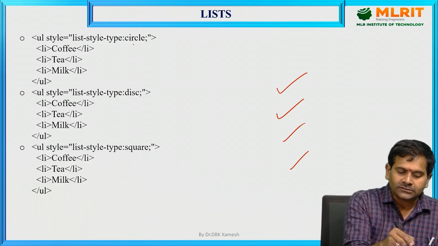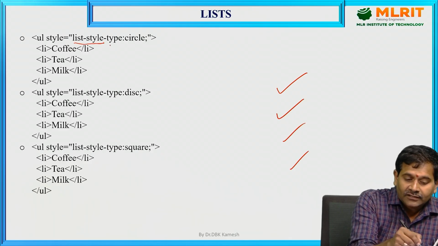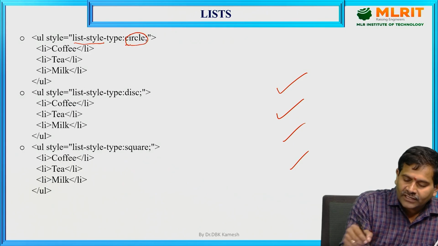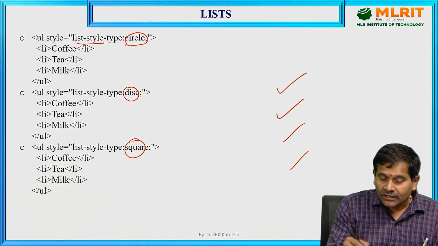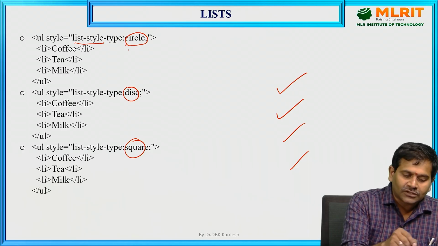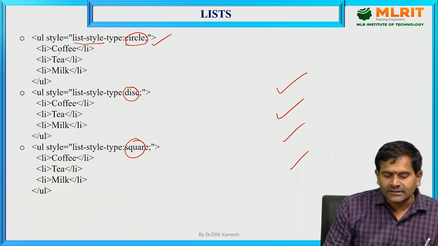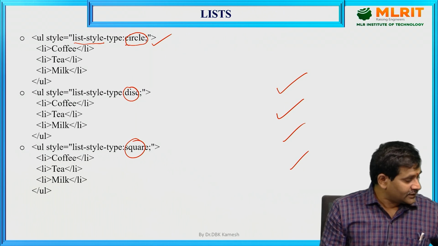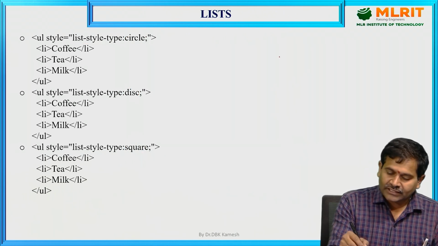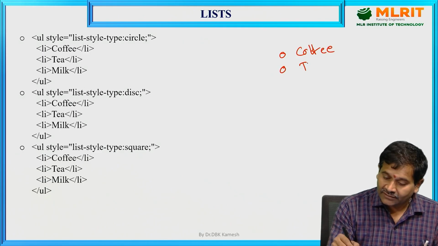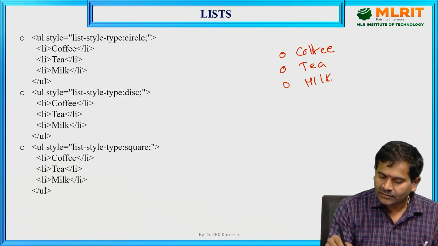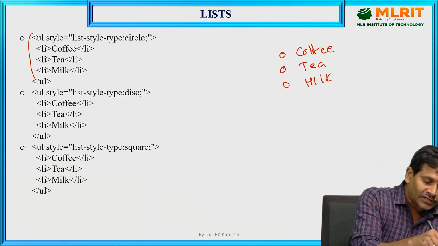So you need to give the list style type circle, followed by the disk symbol and the square symbol, whatever you require. First, in this circle list, you can give coffee first, then the second one is tea, third one is milk, right? So here this UL is completed.